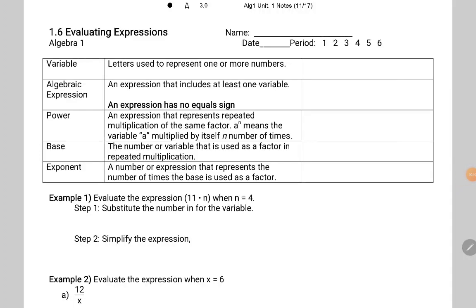Today we'll be evaluating expressions. So an expression is basically a problem. There's no equal sign. What makes it an equation is the equal sign, and an expression is just 3 times 2 with no equal sign.